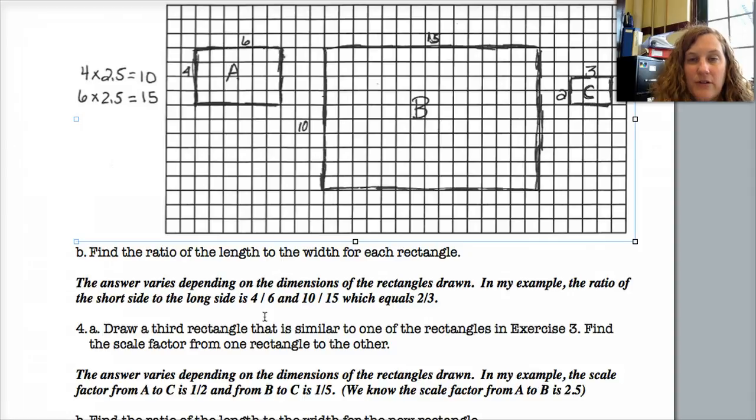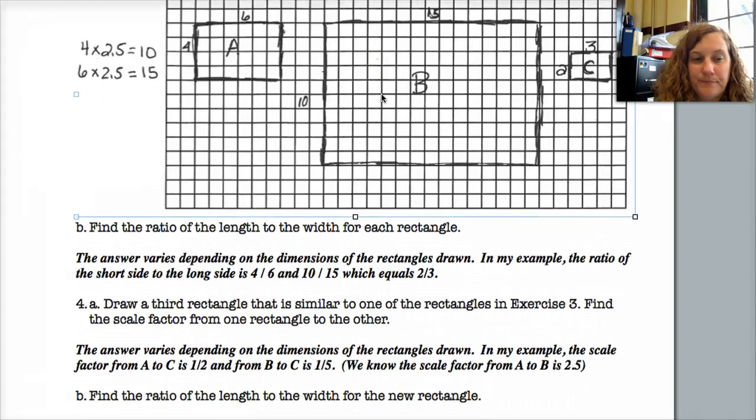And what's my scale factor? It depends which way you're going. You could go from A to C, which is going from 4 to 2 or 6 to 3, so your scale factor is 1/2. We could go from B to C, which is going from 10 to 2 or 15 to 3, so that scale factor is 1/5. You could go the other way. C to B is 5, C to A is 2. We want to do A to B because we know that A to B is 2.5 times bigger, because we made it 2.5 times bigger.